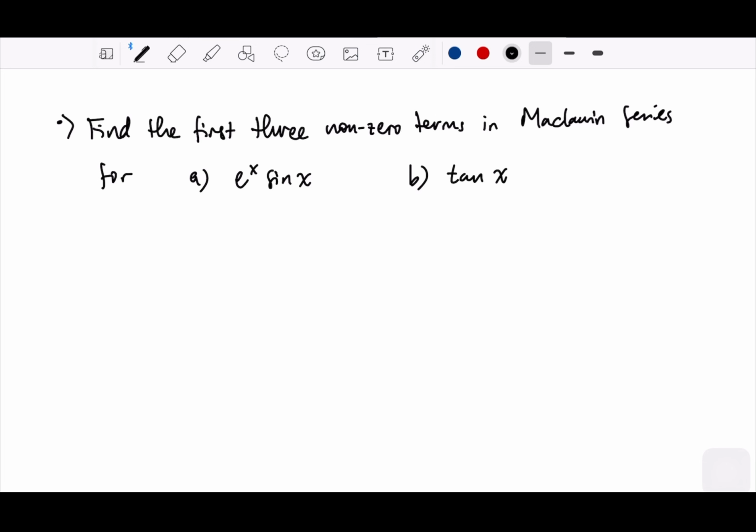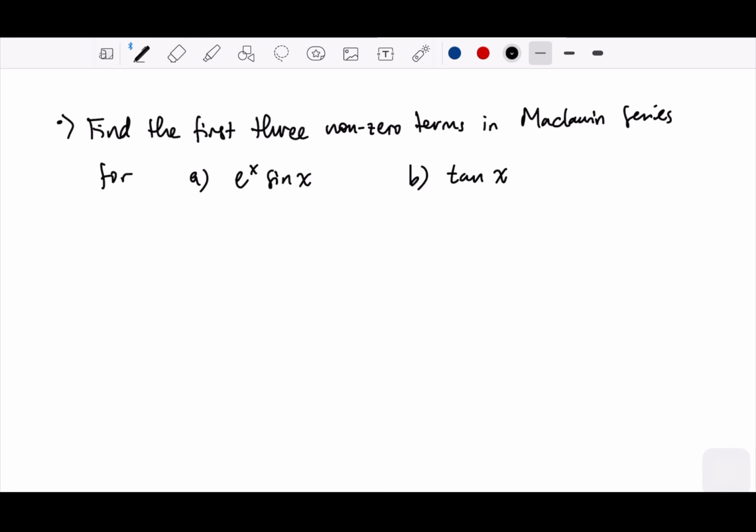Okay. So the first part, e to the x sine x, means that we have this power series, each one, and we need to multiply both of them. And the second one, we have tangent x, which is sine over cosine. And all those functions are our essential functions in Maclaurin series, right? So, because we have to find the first 3 non-zero terms, that is what we are going to do.